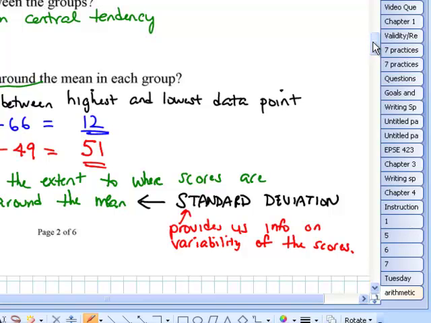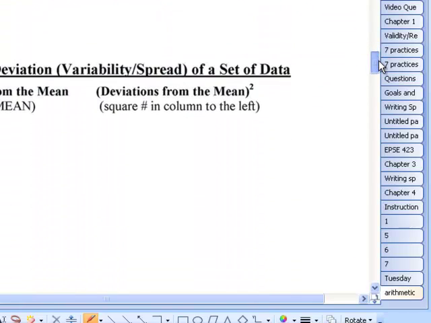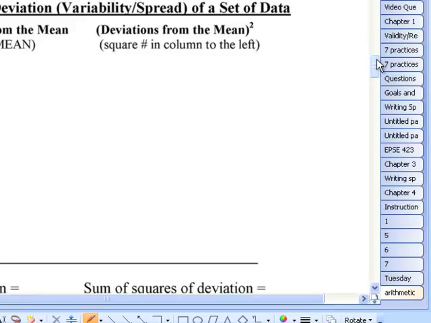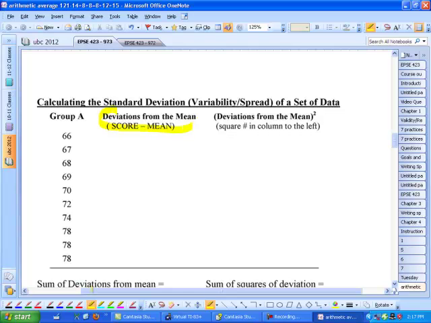So how do we actually calculate the standard deviation, or the variability or spread of a data set? Well, I'm going to use the same data set, group A and group B. If you're thinking about the spread, then someone might say, let's take each data point and subtract it from the mean to see how far it actually is away from the mean. And that's what we're going to do here first. We're going to do the deviations from the mean. So remember that the mean for group A was 72. So if I take each score and subtract 72, these are what I get. They're the deviations from the mean.